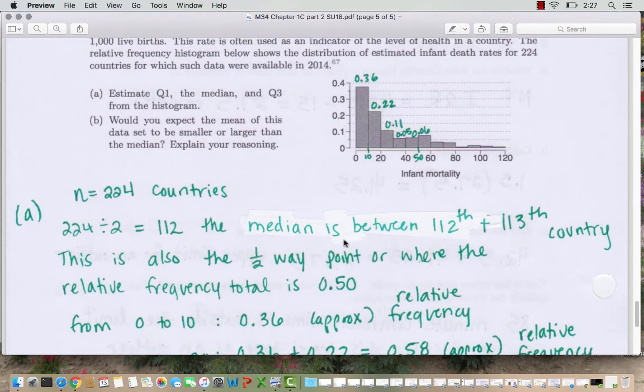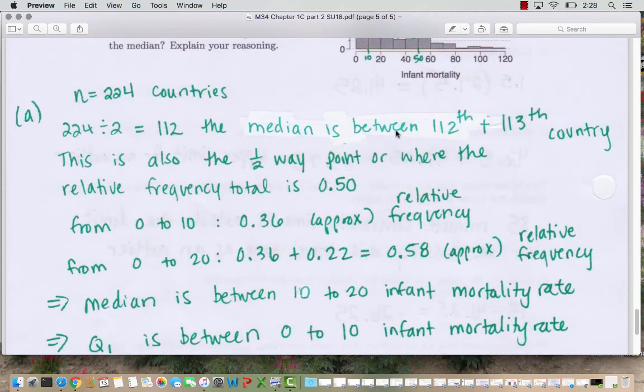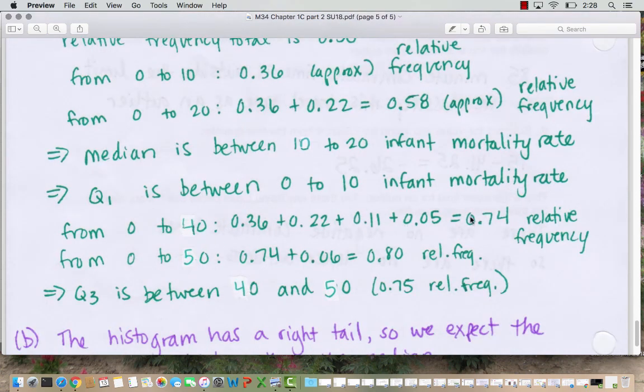So I kept on estimating, and you can see if you add from 0 to 40 the bar heights, 0.36 plus 0.22 plus 0.11 plus 0.05, let's see what we get. This gives us 0.58. This extra 0.11 gives us 0.69. The 0.05 takes us to 0.74. So from 0 to 40, if we add all this up, we get 0.74 relative frequency.